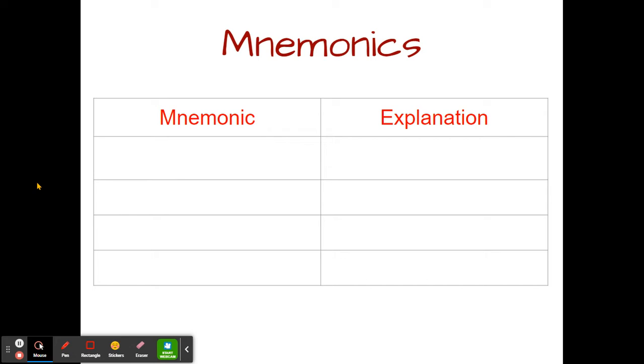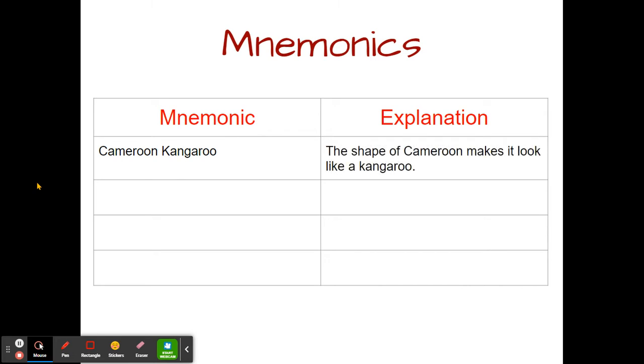The first mnemonic device that can help you on your upcoming map quiz is Cameroon Kangaroo. The way this works is that when you're looking at the continent of Africa, if you look for a country that is shaped like a kangaroo, that kangaroo-shaped country will be Cameroon. So, in your mind, if you can remember Cameroon kangaroo, you should be able to correctly identify the country of Cameroon. On the back side of your paper, you're going to illustrate this.